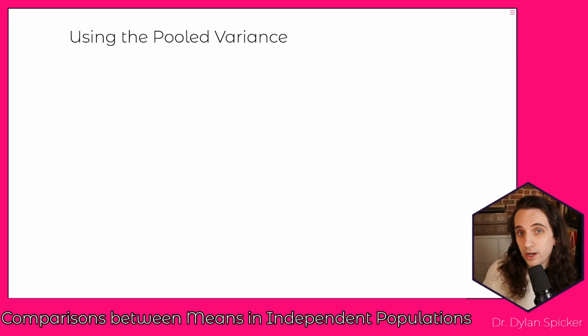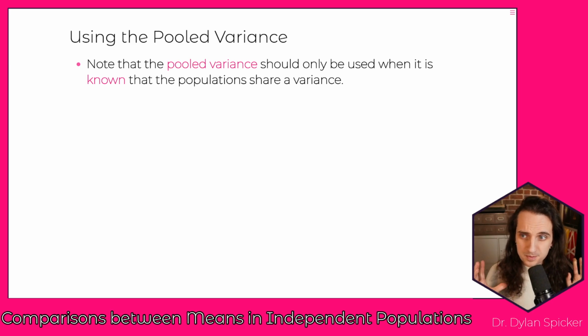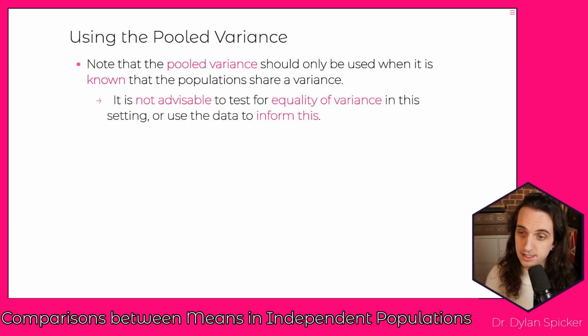Okay. So when are we going to use this pooled variance? Well, the pooled variance should only be used when it is known that the populations share a variance, okay? So if you know based on context, based on subject matter, based on your actual knowledge of the situation, that the two populations have the exact same variance, then you should use the pooled variance. In every other situation, you should not use the pooled variance. Okay, so it's not advisable for us to test based on the data that we're looking at, or to use the data itself to inform whether or not we should use the pooled variance. We really need to be thinking about this as being driven from the subject matter.